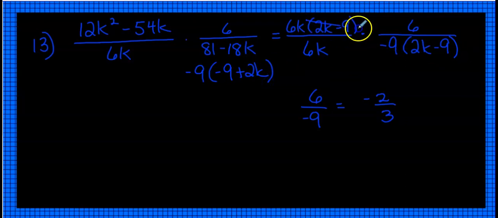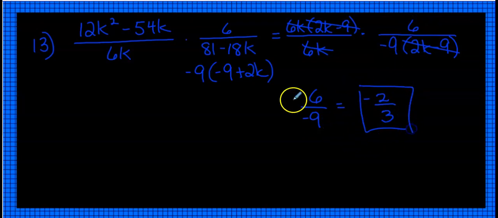So I did that, and then I can cancel those. I can cancel the 6k there, and I just wrote 6 over -9 here, but that can also be simplified to -2/3. So this is your simplified answer.